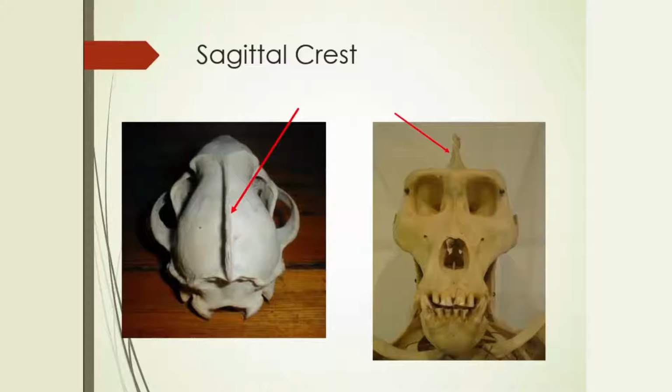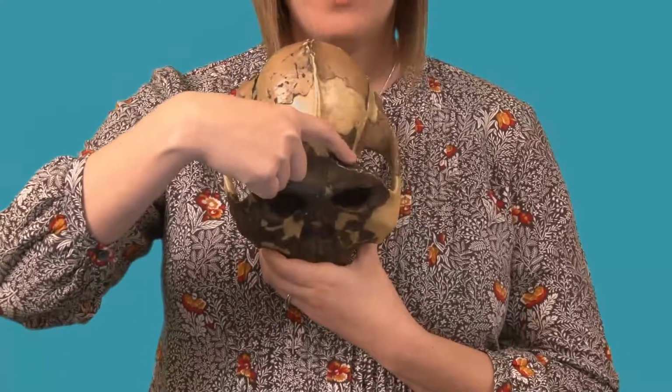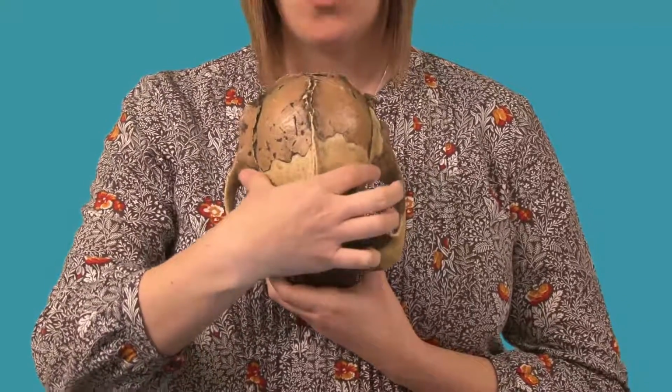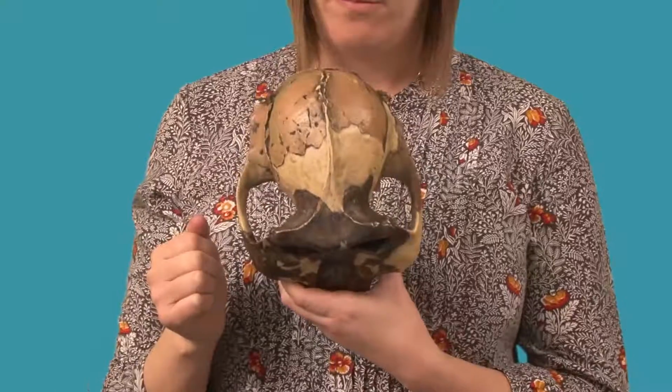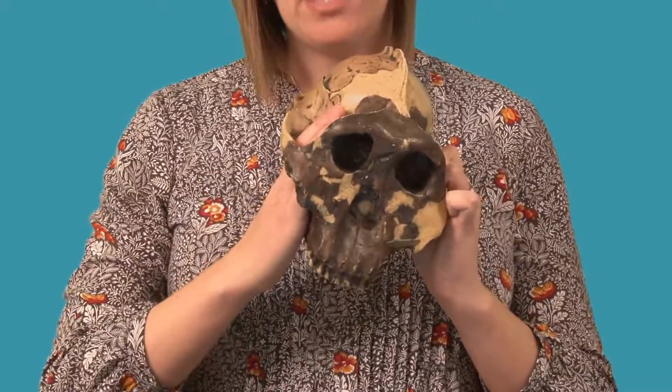All right, post-orbital constriction. Post means behind, orbital means the orbits. So let me put this jaw down. Post-orbital constriction is an area of constriction located directly behind, or posterior to, the eye orbit. You can see how this area is sort of pinched here, and then it opens back up again for the brain case. This is an indicator of large muscles of mastication. If you have large muscles of mastication attaching to the side of your skull, you need room for them.